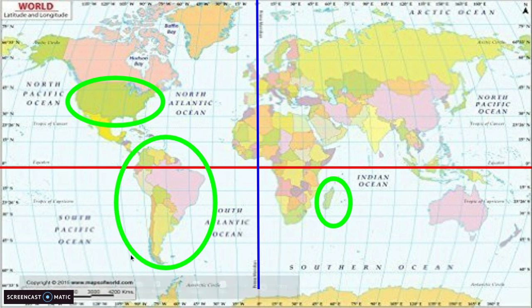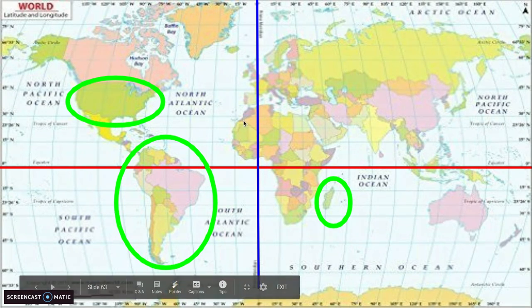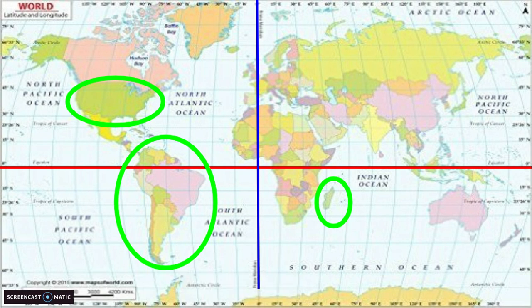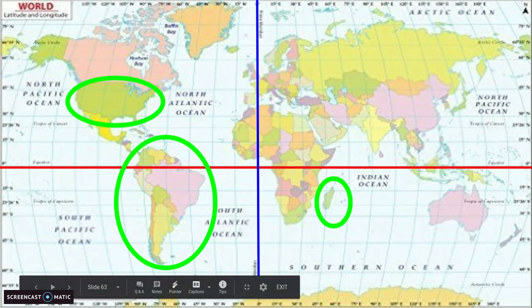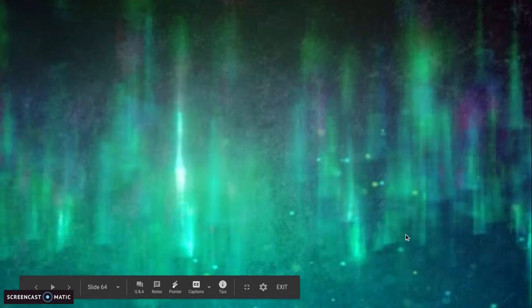So I have South America circled. Let's find the prime meridian, which is in blue. Is South America part of the eastern hemisphere or the western hemisphere? It is part of the western hemisphere, right? West of the prime meridian.